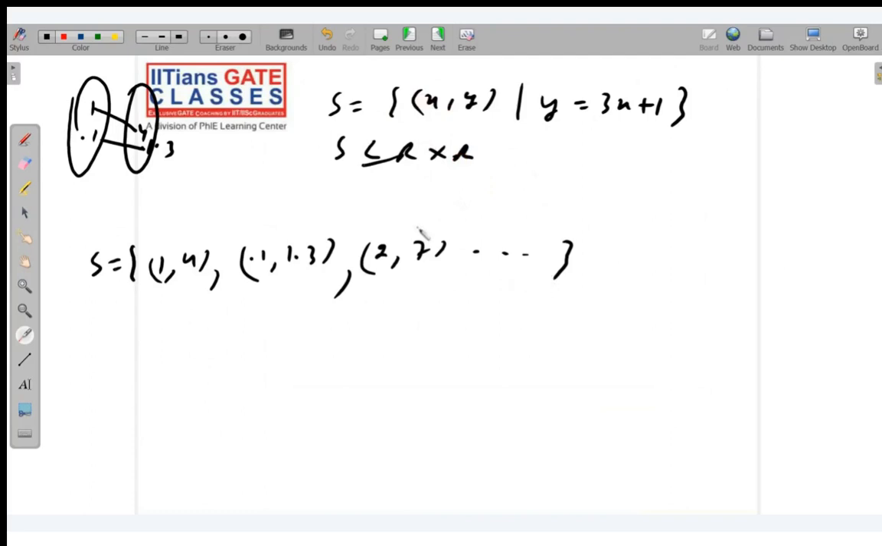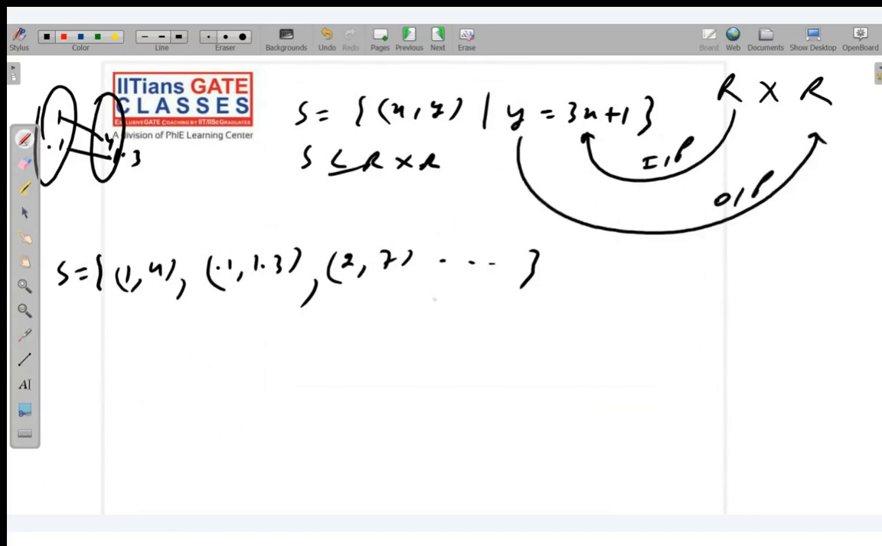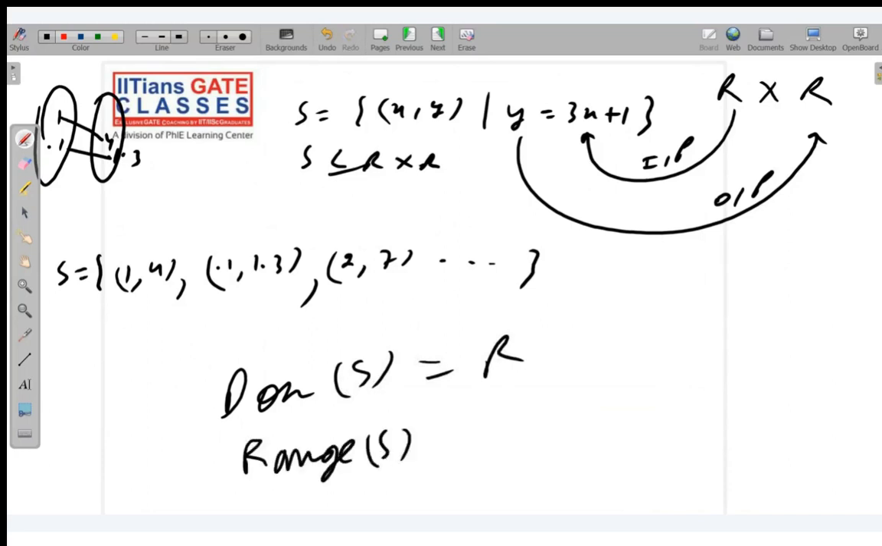Now same question, domain and range. R cross R. So which is dependent on which? Y is dependent on X. So first of all, you will supply an input here and you will get an output here. What can I supply? Any real number here, 3 into a real number. I can supply any real number and the answer will be any real number. So obviously domain and range will be all the real numbers. Domain of S is entire real numbers and range of S is also entire real numbers.